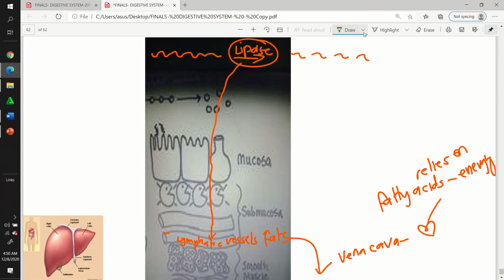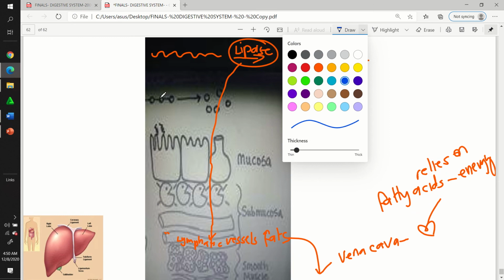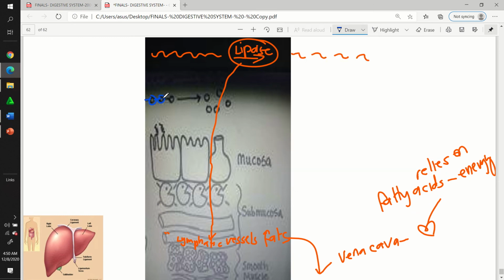Now, this one, yung blue color na yan, class. You can see it. That is meant to represent the absorption of your amino acids and your glucose. It's a different story, class. The breakdown of your glucose and your amino acids. What's the story of your glucose and your amino acids?